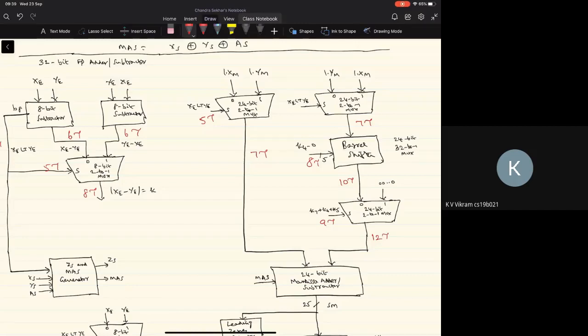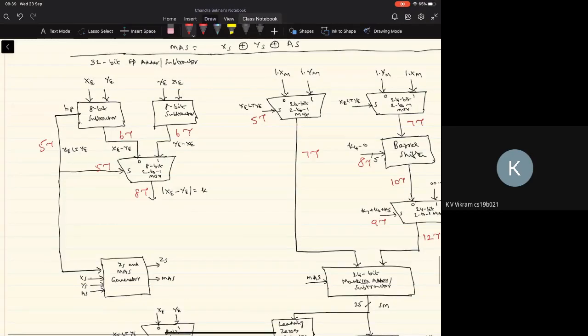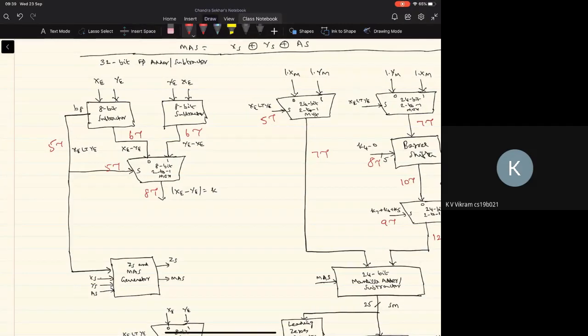And the inputs to this ZS and MAS generator: the latest input is available at 5 tau here because all the other inputs are available at 0 tau. And the circuit for this ZS and MAS generator is a 2-level logic gate circuit. So this will be available at 7 tau.